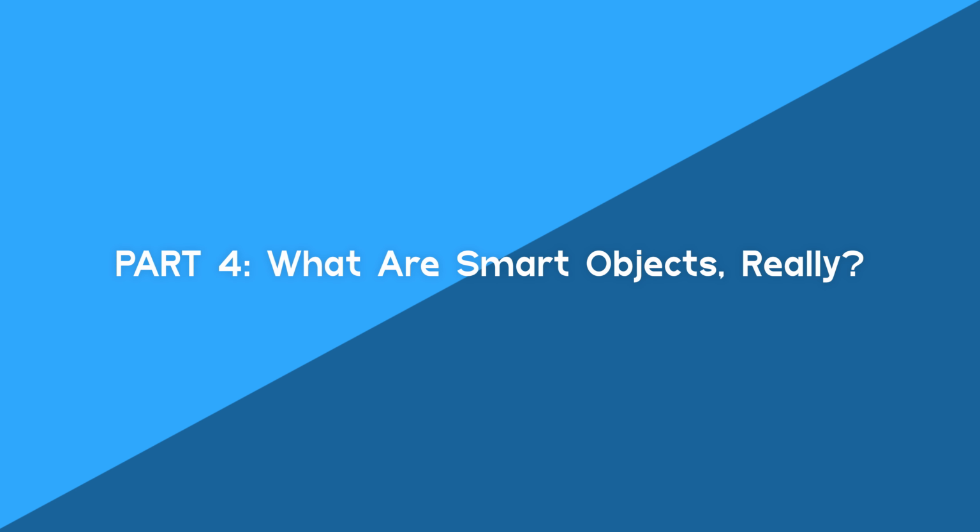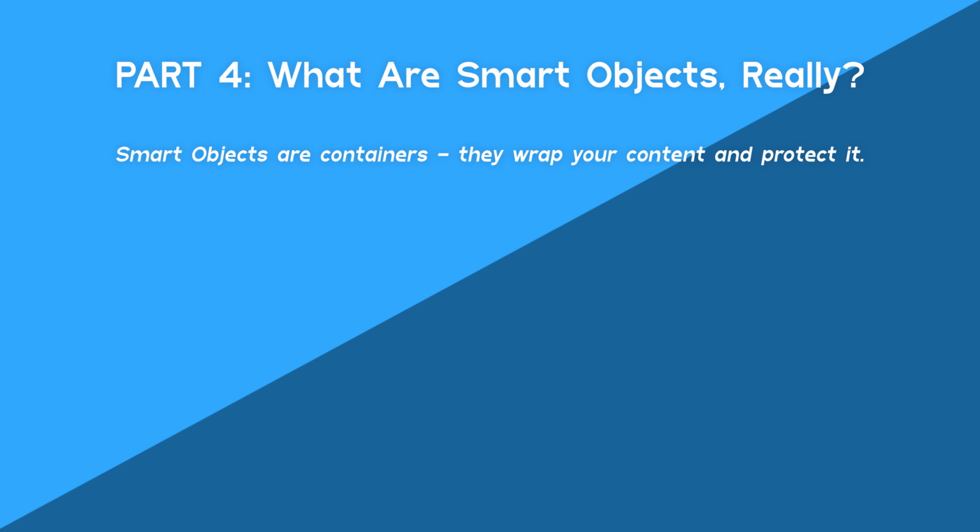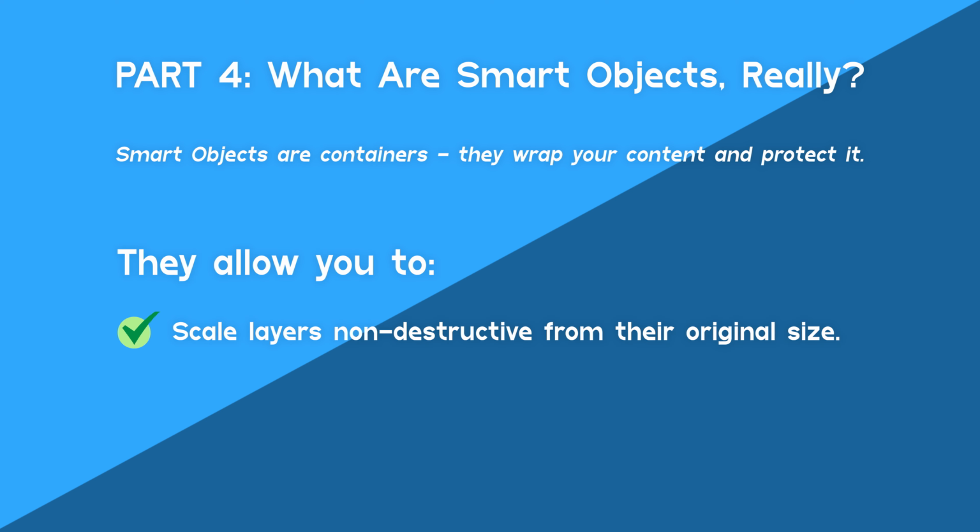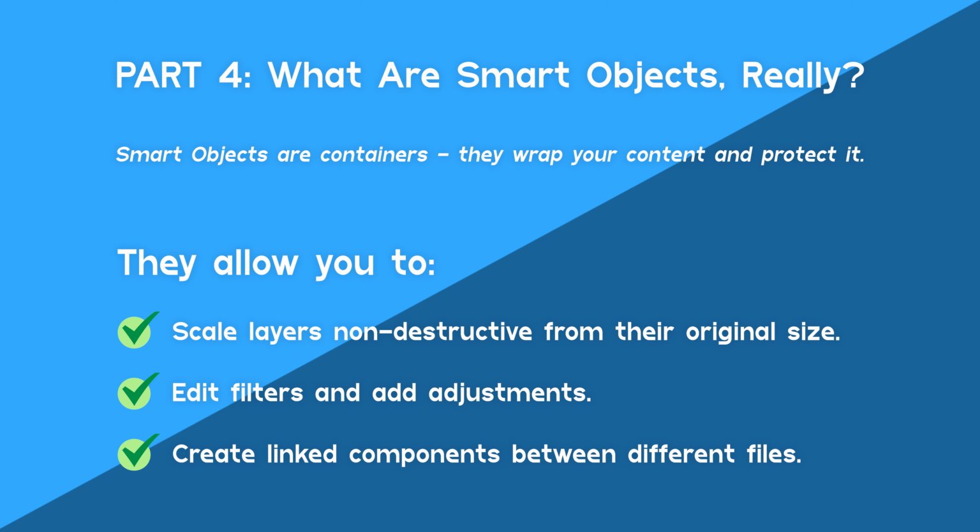Part 4. What are smart objects really? Smart objects are containers. They wrap your content and protect it. They allow you to scale layers non-destructively from their original size, edit filters and add adjustments, and create linked components between different files. They work especially well in templates and modular projects where you only need to edit specific parts of a document on a frequent basis.